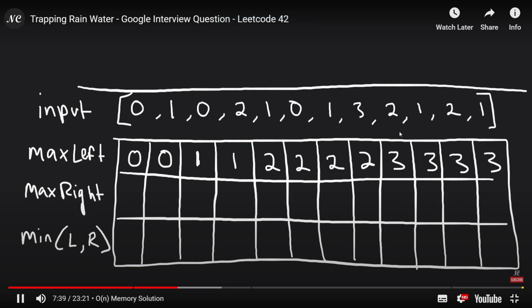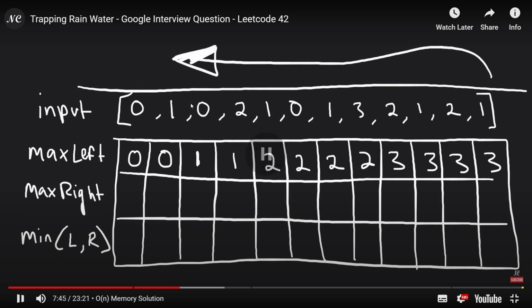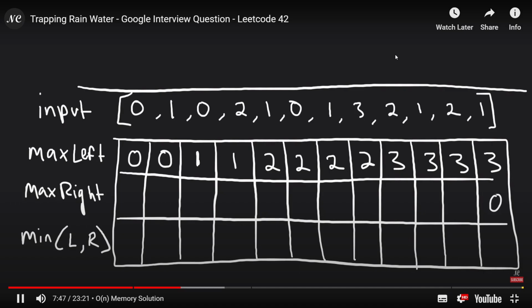We can actually calculate the max right height pretty easily as well when we iterate through this in reverse order. We go from right to left. So initially the max right height is 0 because there's nothing on the right of this. Next it's going to be 1.